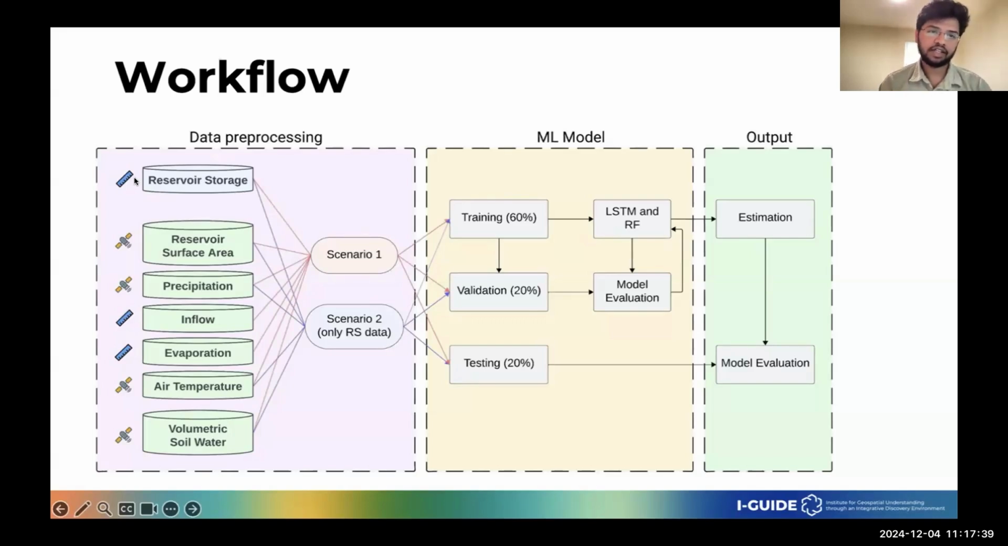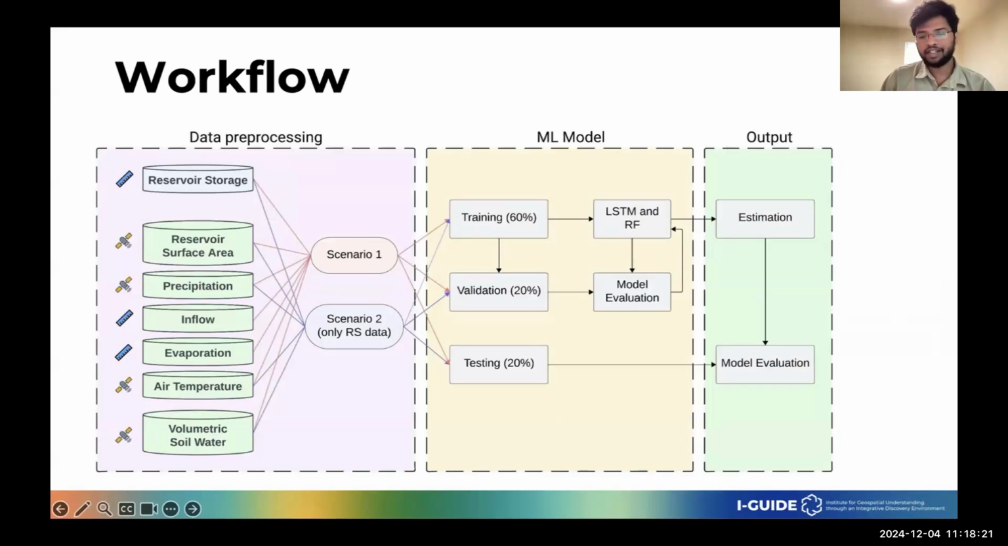So in this study, we used reservoir storage data from Elephant Butte Reservoir, which is available in the reservoir database of the US, and that's our testing data. And we used other variables such as reservoir surface area, which is extracted from Landsat images between 2002 and 2023. Yeah, I suppose it's like about 20 years of data.